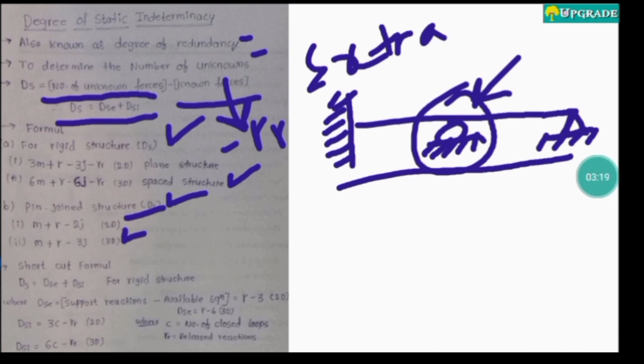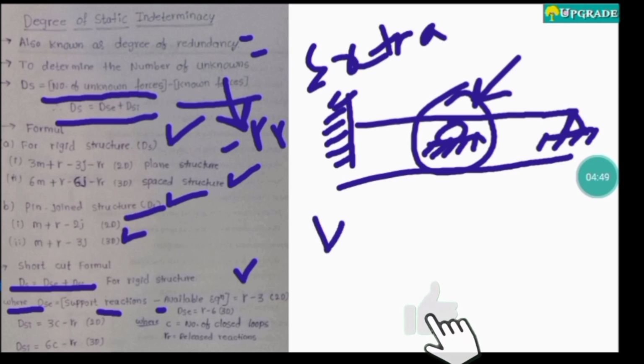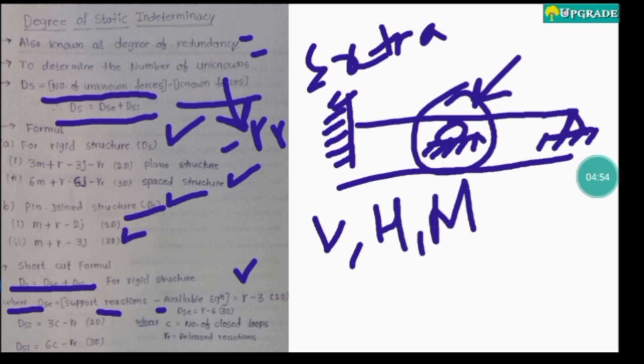Some shortcut formulas are there to calculate the Ds. That is Ds equal to Dse plus Dsi. So now we know what is Dse and what is Dsi. Dse means external indeterminacy, and the formula is support reactions minus available equations. The support reactions are r, and the available equilibrium equations are 3: summation of vertical forces equal to 0, summation of horizontal forces equal to 0, and summation of moments equal to 0.